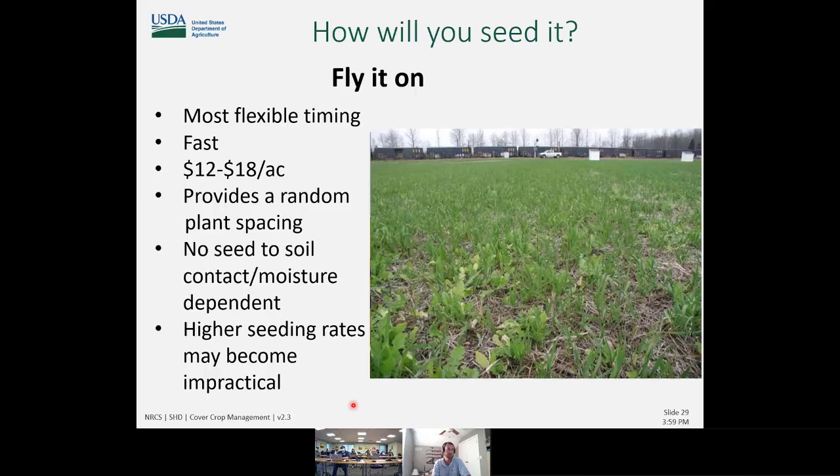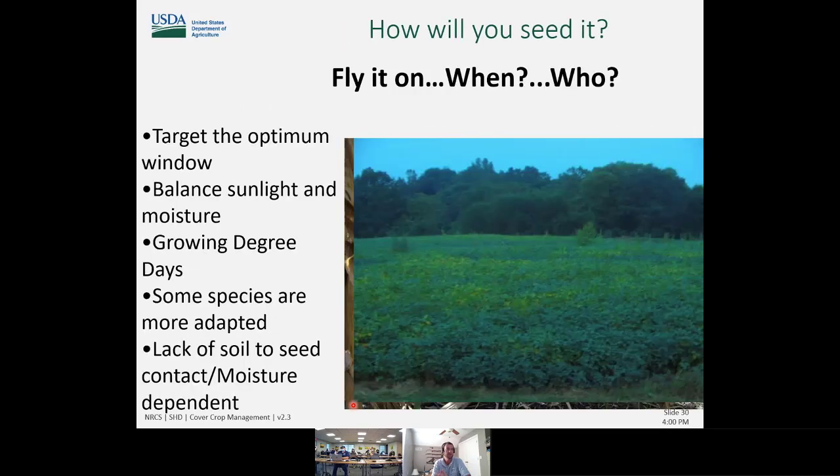But if we fly it on and then it stays dry for several weeks, we may not have the best desired stands that we would be looking for. Sometimes higher seeding rates may become impractical. And some other things that we need to think about is the objective or also the resource concern that we're trying to address. Let's just say that weed suppression is the objective and or resource concern that we're trying to address by utilizing a cover crop, and we choose or the producer chooses to fly it on.